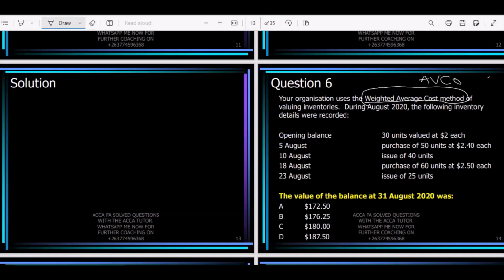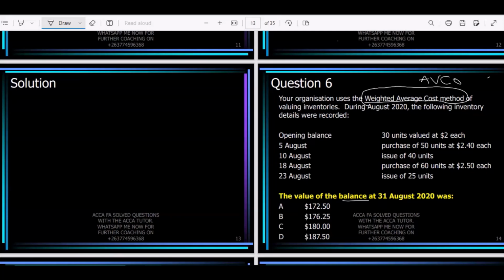So this is the information you are given. The opening balance was 30 units valued at $2 each, and on 5 August you purchased 50 units at $2.40, and on 10 August you issued 40 units out, and then on 18th of August you purchased 60 units at $2.50 each, and then on the 23rd of August you issued 25 units. Now the value of the balance at 31 August 2020, so this is the closing balance which we need to determine. So this is an inventory valuation question.